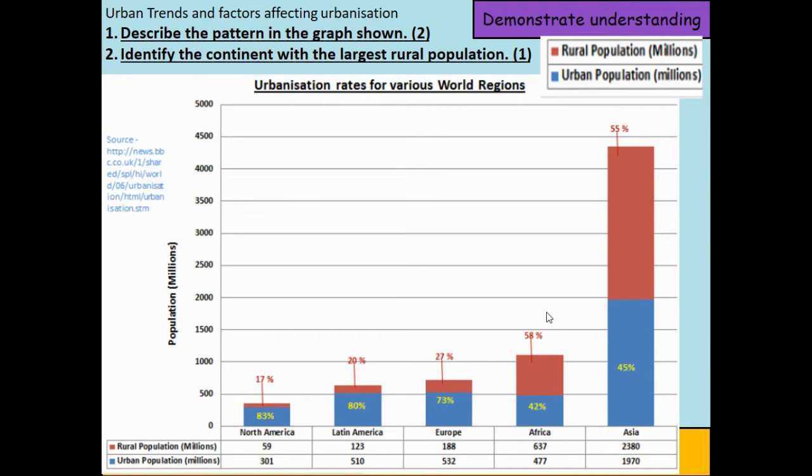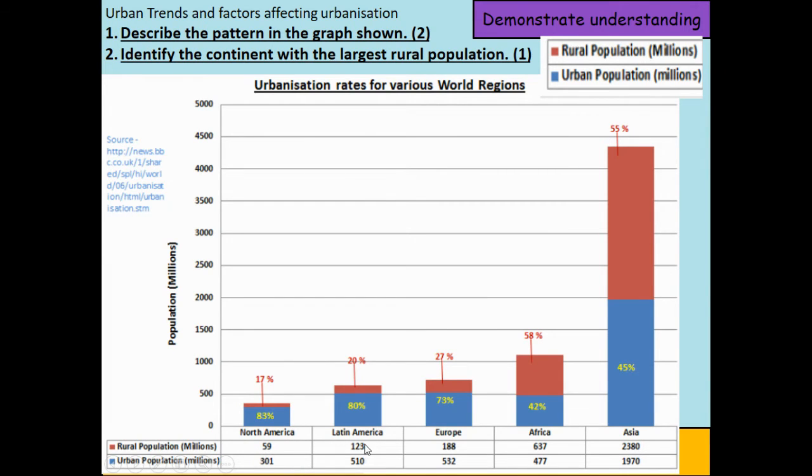So here you might get given a graph. Okay, I think nearly half the paper last year was graphs and things like that. So you need to be able to describe the pattern shown in the graph. So what is the pattern? Okay, well, we can see that we've got red is rural, blue is urban. Okay, so the top layer is your rural, so your countryside population, and your urban population, your town or city population, is blue. Okay, so describe the pattern.